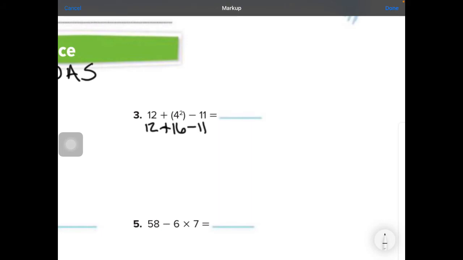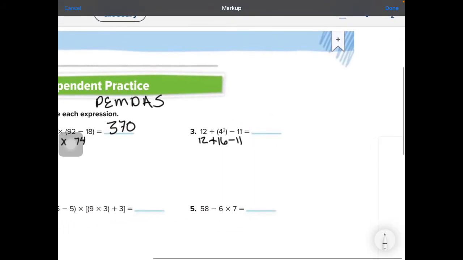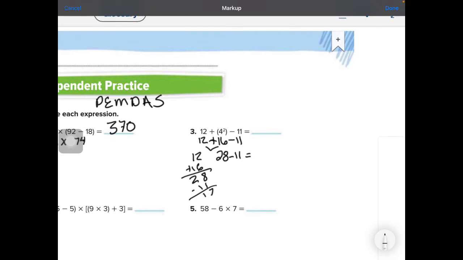Okay, next thing we do is it says that we need to do addition before subtraction. So we're going to do 12 plus 16, 6, 7, 8, 28. So then we're going to have 28 minus 11. And draw cute little arrows there so I know that's what we did. So 28 minus 11, I'm just going to do 11 down here because it's already set up, equals 17. I'm going to write 17 right here.